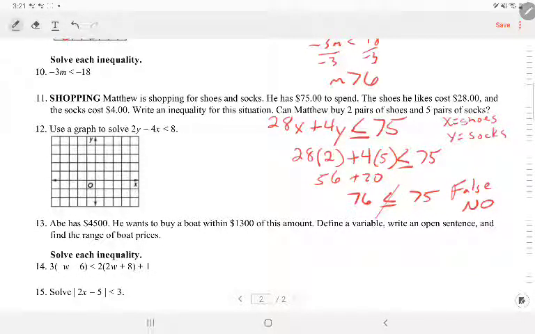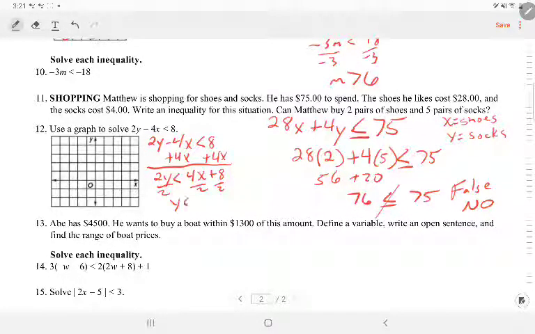All right, number 12 says use the graph to solve. Well, all I have to do to this one is put y on one side. So 2y minus 4x is less than 8. I would simply add 4x to both sides, and I get 2y is less than 4x plus 8. Divide everything by 2, and I get y is less than 2x plus 4.